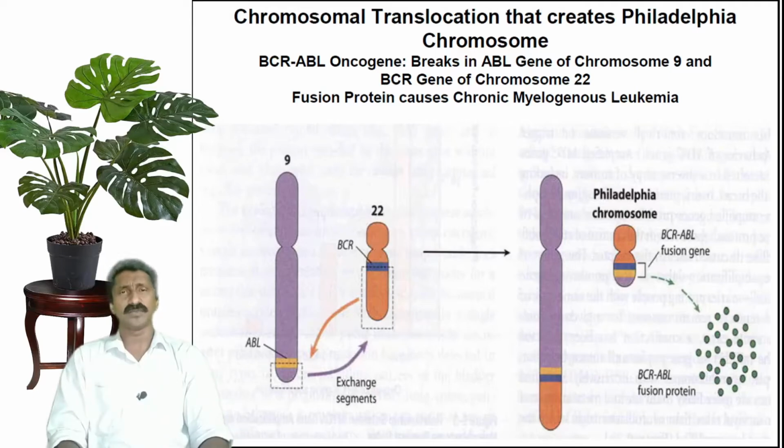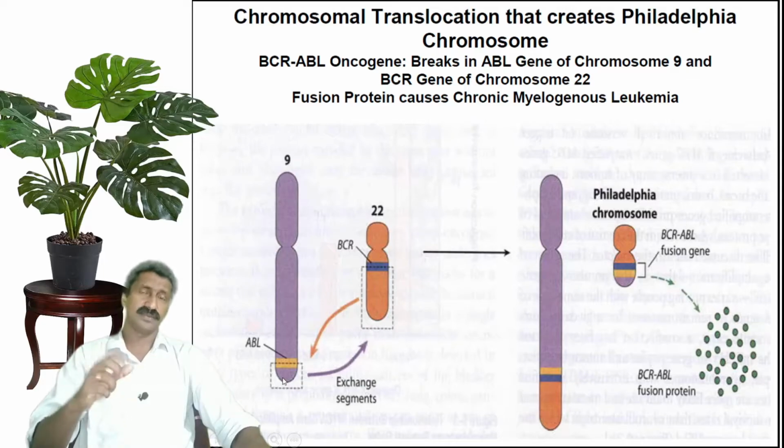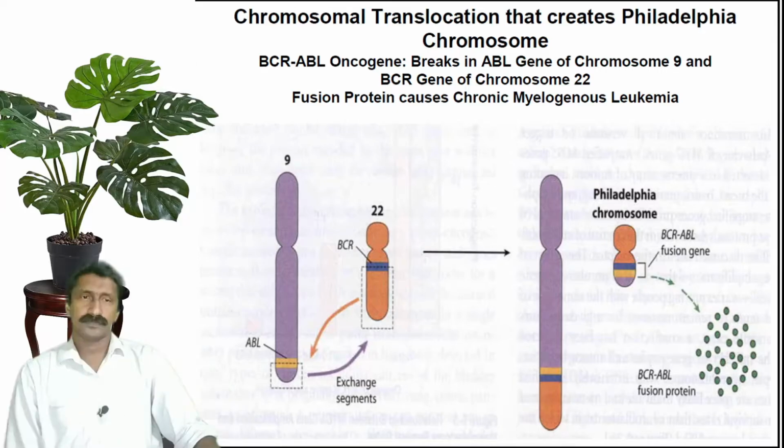So this is about the chromosomal translocation that creates the Philadelphia chromosome we discussed earlier, where the BCR gene from chromosome 22 is placed next to the ABL gene on chromosome 9, and this exchange, or translocation, results in a Philadelphia chromosome. After the translocation event, we now have the Philadelphia chromosome in which both genes are placed together, which results in the production of a fusion protein, and a large amount of fusion protein is produced here.